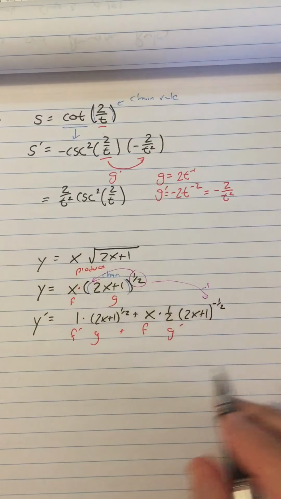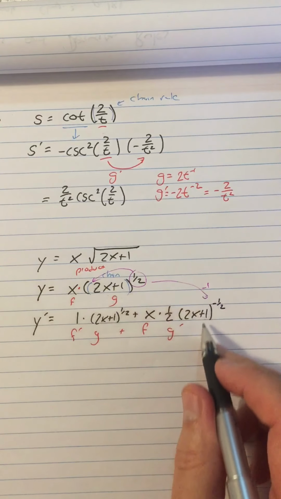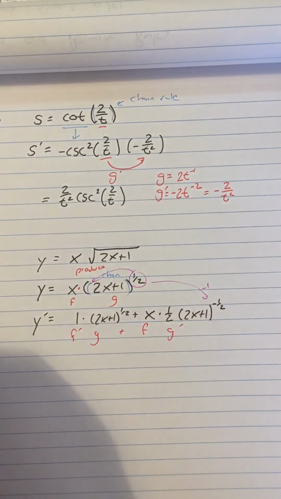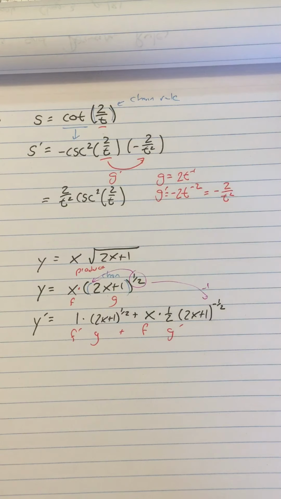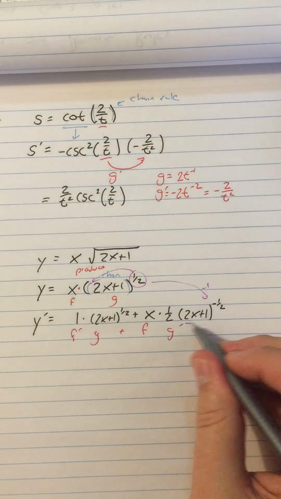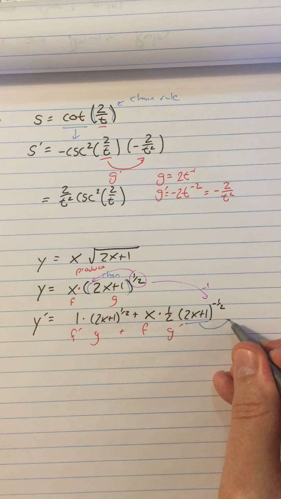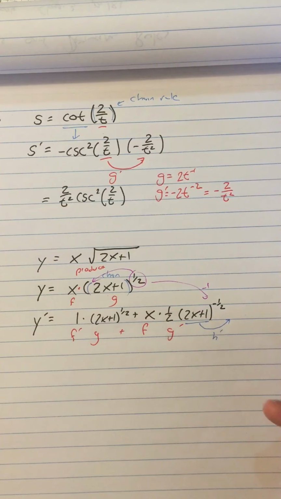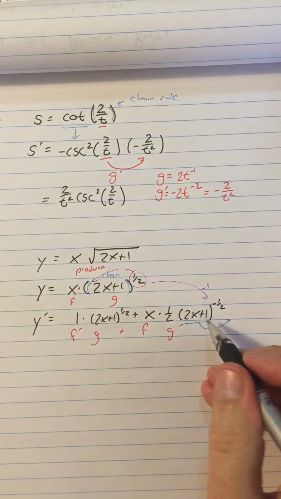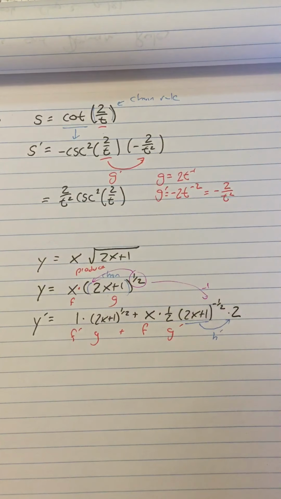All right, but since this g, when I did the derivative of it, had an inside function, I have to go times the derivative of the inside function. That's the chain rule part. Usually I call this g prime, but since I already have a g prime, let's call it h prime. And what's the derivative of 2x plus 1? It's just 2. So that's that one.